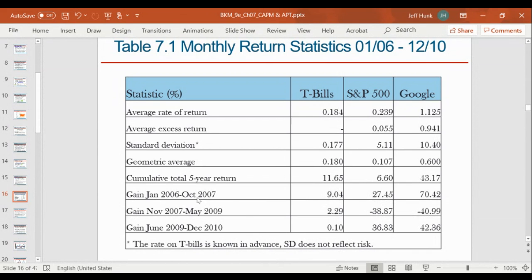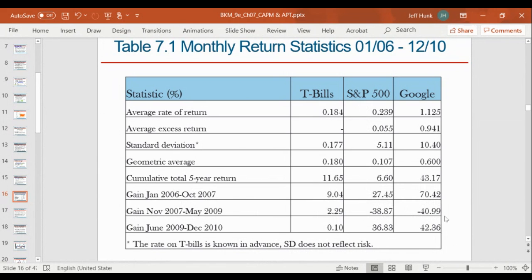Oh, I'm sorry, this is not standard deviation. This is the gain. So obviously, during this period, negative return, quite obvious. But right before the financial crisis, S&P 500 was doing, during this 2-year period, this good, right? And Google was doing 70%.